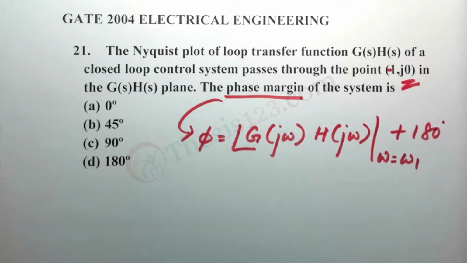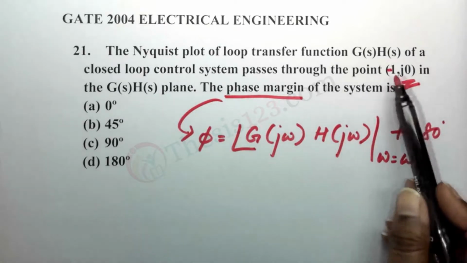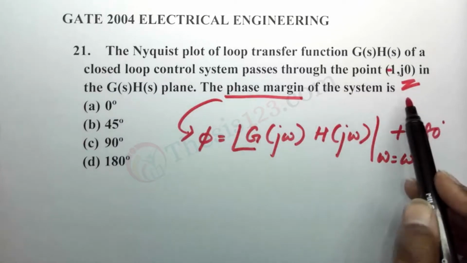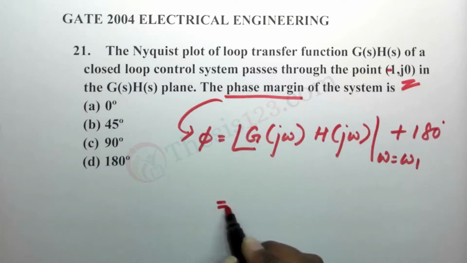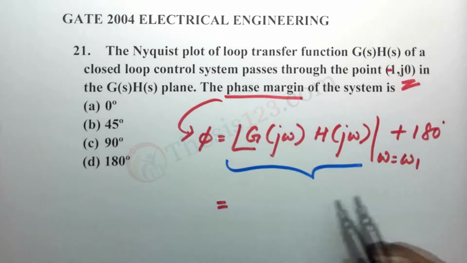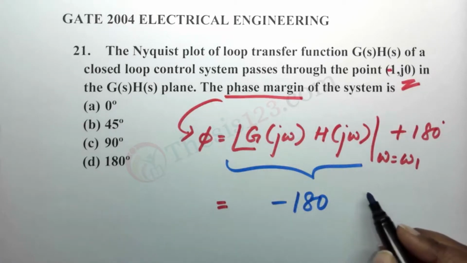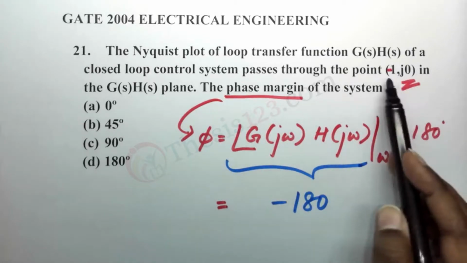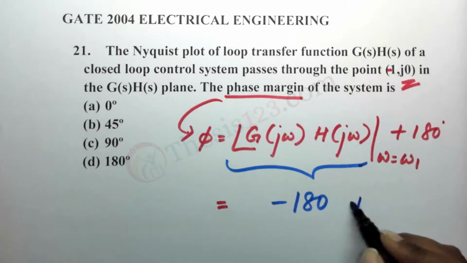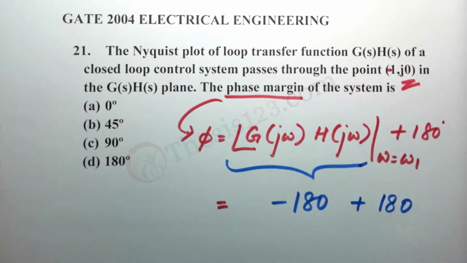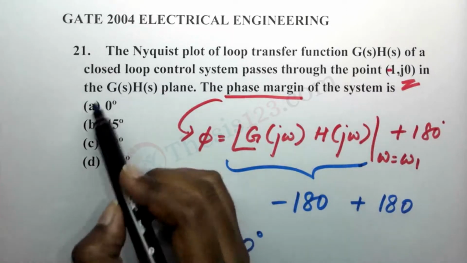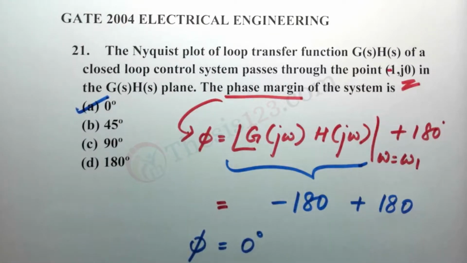Now, at -1, j0, at this particular point, the angle of G(j omega)H(j omega) is -180 because here we have a -1, right? So -1 in the G(s)H(s) plane is -180, plus 180 in the formula over here. So what does that give us? Phi is 0 degrees. So option A is the right answer in this case.